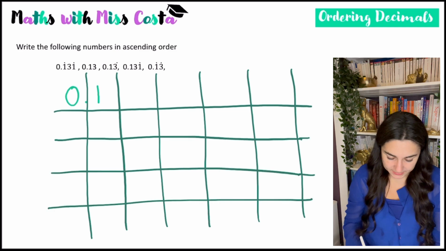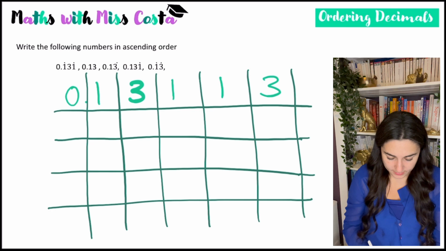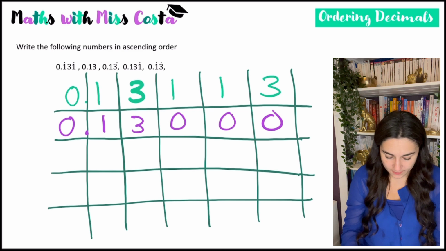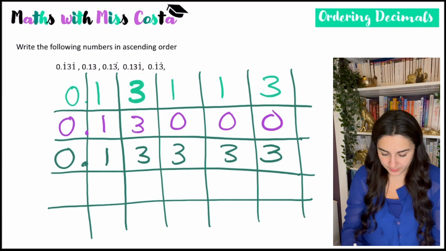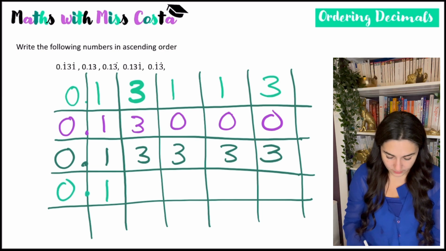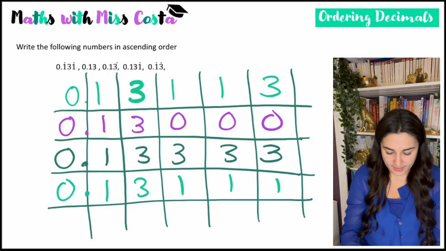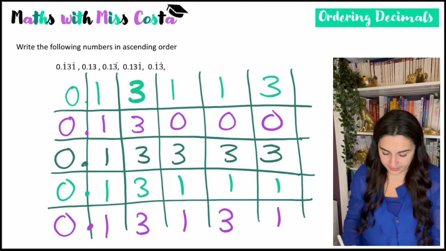Okay, so my first one is going to be 0.131 recurring. Then you've got 0.13, and that's it. So everything here would be 0, 0. Then you've got 0.13 recurring. So just this bit would be recurring. Then you've got 0.131 recurring. And then finally, you've got 0.13 recurring. So everything here is recurring.